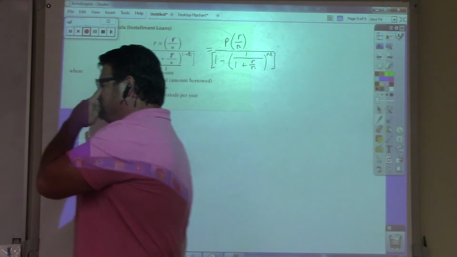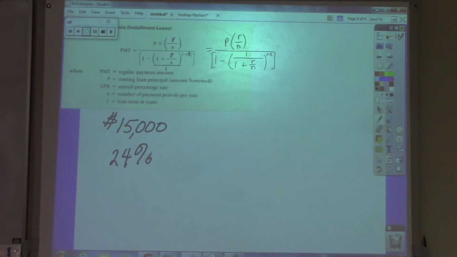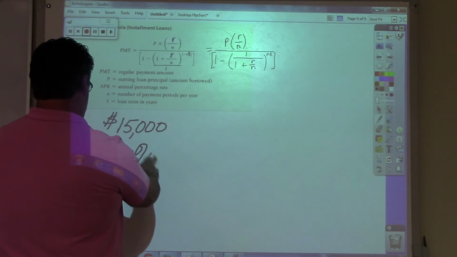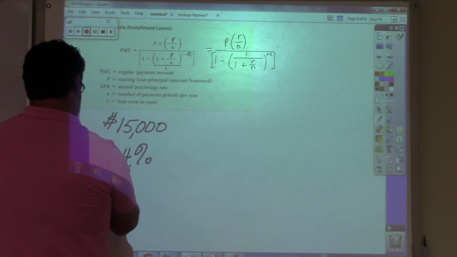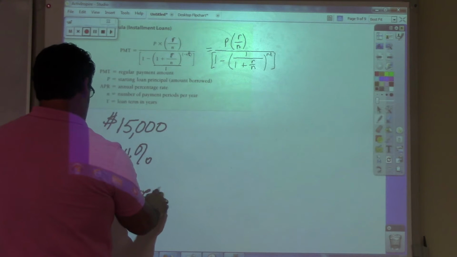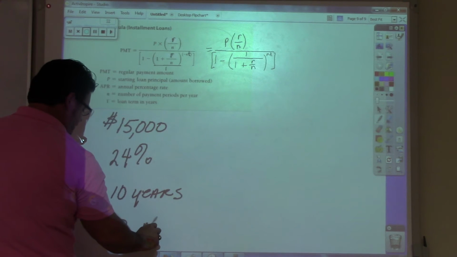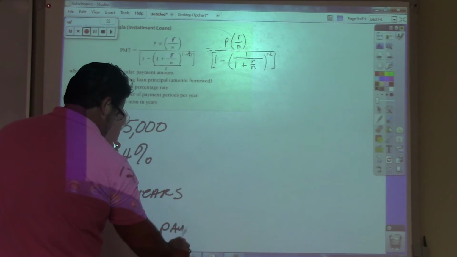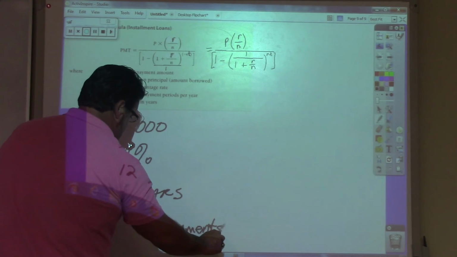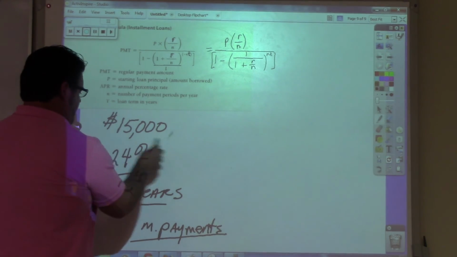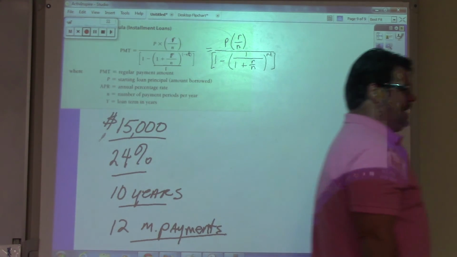24%, let's say that you pay the minimum payment. Alright? Let's say you pay the minimum payment, and let's see what the minimum payment is. Let's go with 24%, and let's say it's going to take you 10 years to get that sucker paid off. And of course, monthly payments, 12 monthly payments. So go ahead and figure that. 15,000.